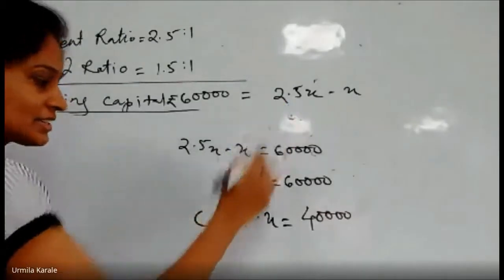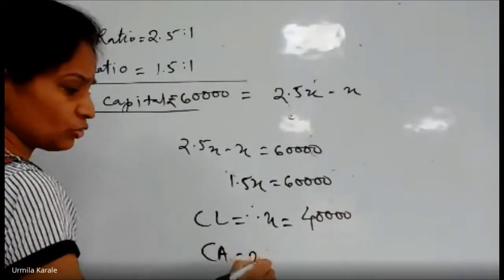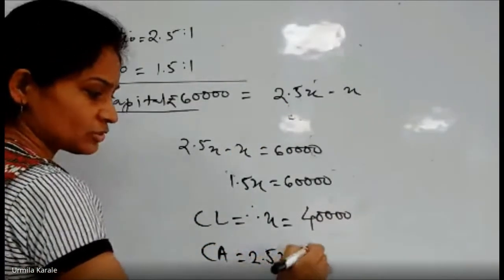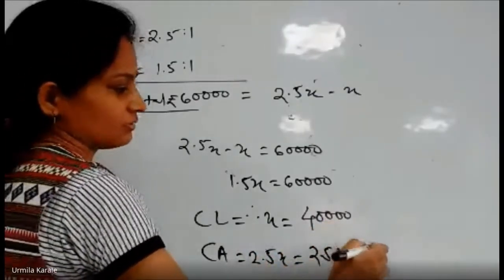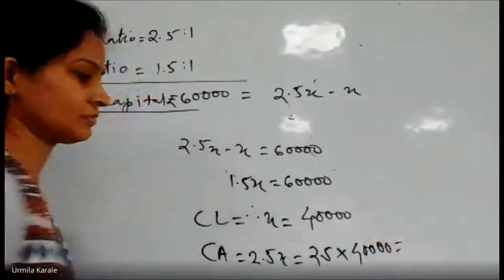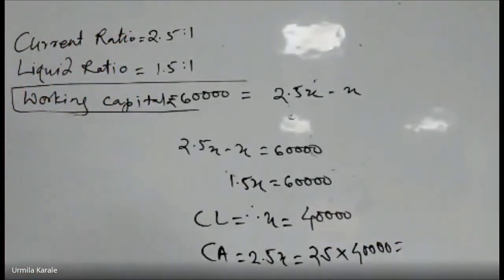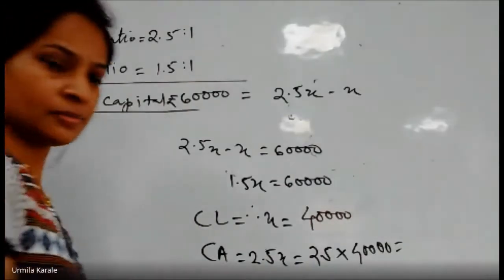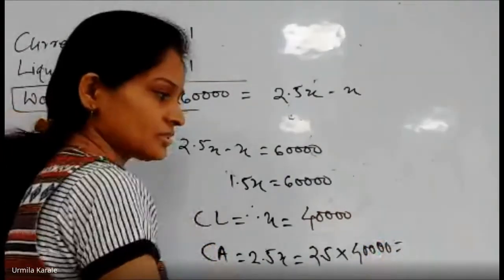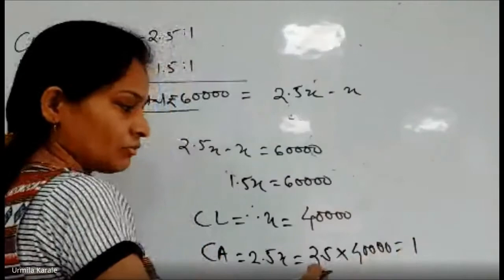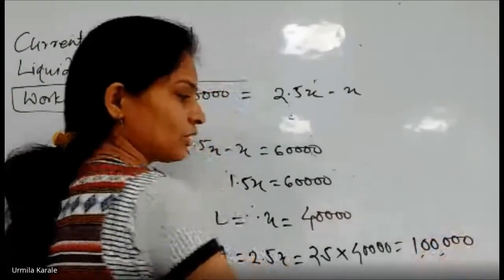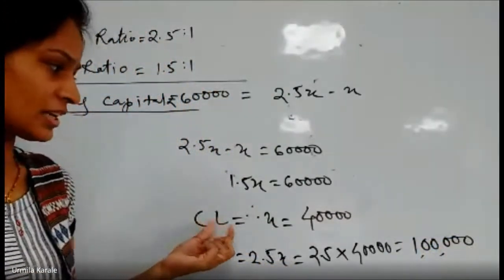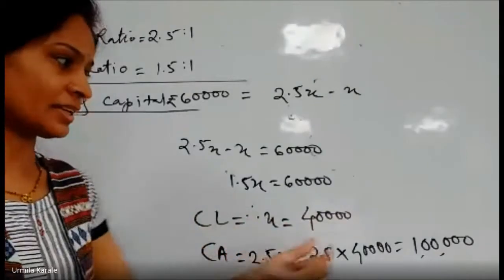Now next, current assets were 2.5x equals to 2.5 into, now x value is 40,000. Now find out your current assets. 2.5 into 40,000. 1 lakh? Yes. Double 40,000 is 80,000 and half is 20,000. Yes, 1 lakh. You got now two values. What you have got is current liability and what you have got is current assets.